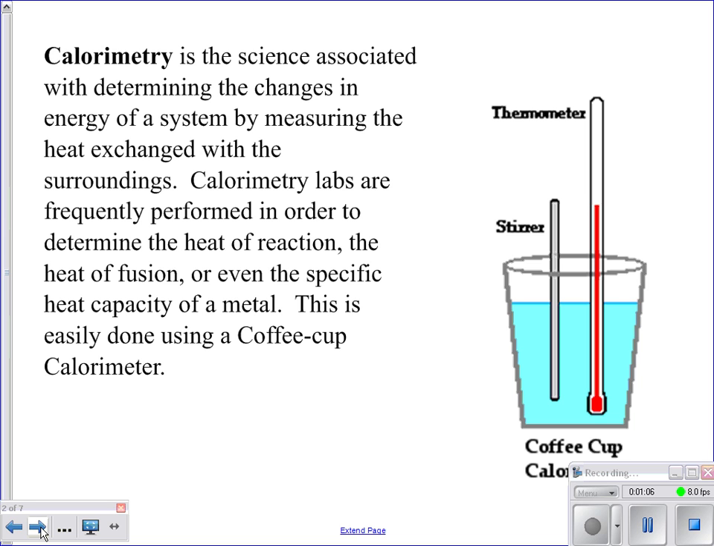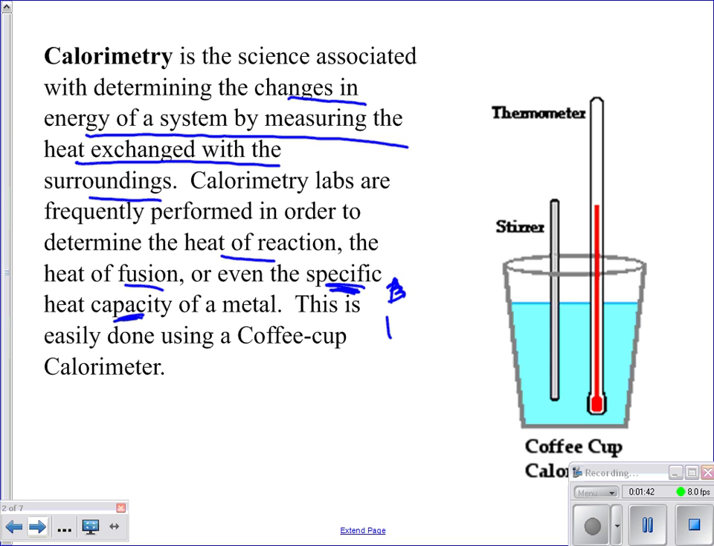Now we're starting with our calorimetry, which is a science associated with determining the changes in energy of a system by measuring the heat exchanged with the surroundings. We're going to do a lab on this today, on the same day. Basically we can use calorimetry to determine the heat of the reaction, the heat of fusion, maybe the specific heat capacity of a metal. That's what we're going to be doing in our lab. You could also do something like this to figure out the final temperature of the water and the metal. So there's a couple different things that you could use this for.